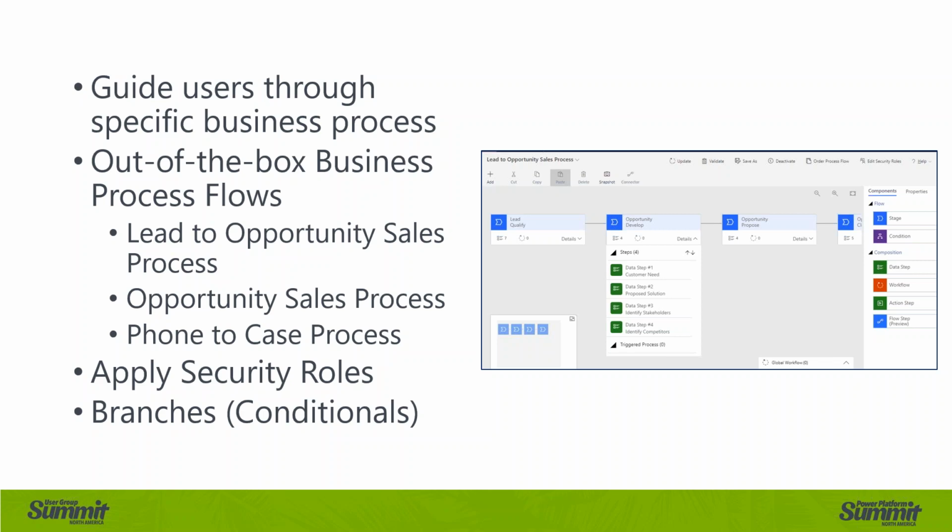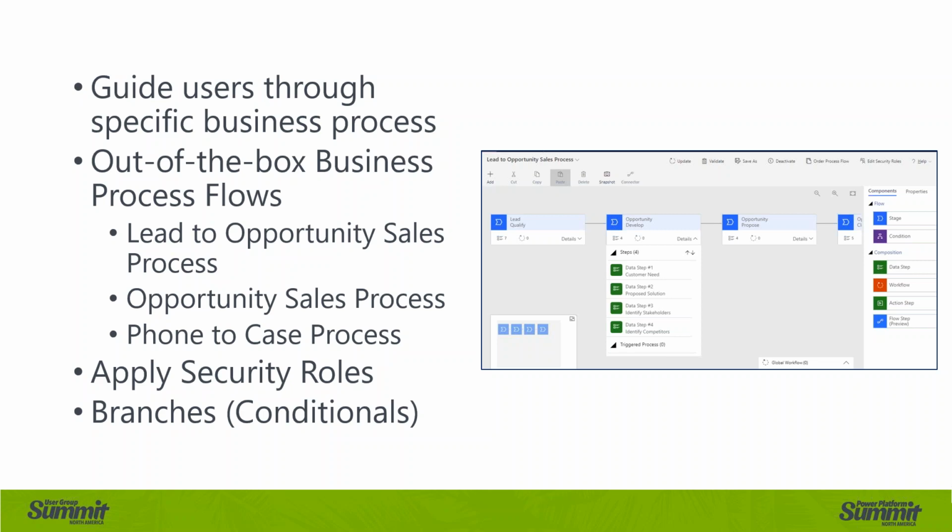You probably want to configure them for your individual business processes. A lot of times I'll take that opportunity sales process and throw in some more entities in there. So things like quotes and orders, depending on how far you use CRM to build things out. Other things you can do is you can apply security roles to your business process flows. So if you want to build a process but only have it visible to a subgroup of users, you can apply a security role there. And you can get really complex with branches. You can add conditionals on your business process flows and play with it that way.